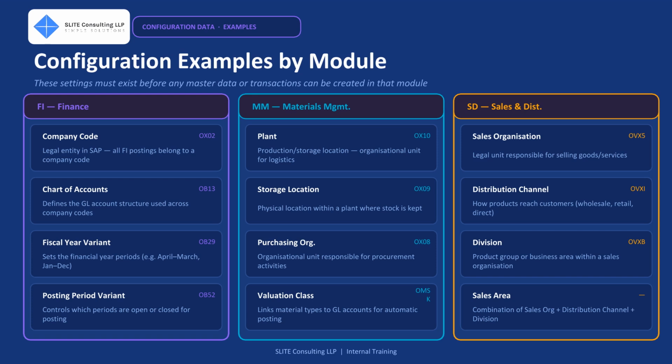A wrong fiscal year variant means every financial period is off by 1 month. A missing plant means no goods movements can be posted. Configuration errors cascade through every transaction that follows, which is why functional consultants spend so much time in SPRO getting it right before anything else begins.